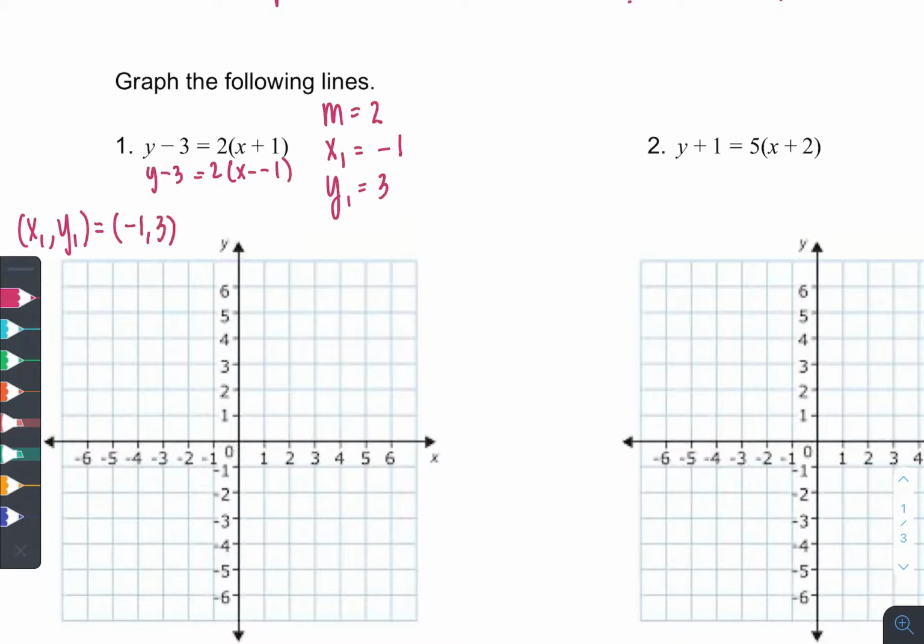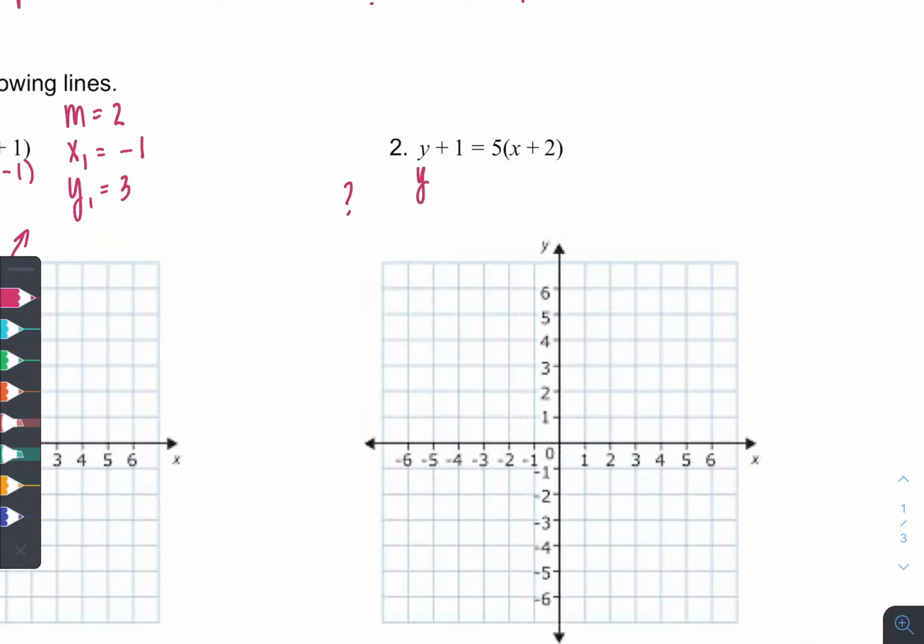So what we do is we plot the point negative 1, 3, and then we do our slope of 2. So I'm going to go up 2 over 1, up 2 over 1, and then I'm going to graph my line. Remember to put arrows at the ends because it goes on forever. Go ahead and try this next one on your own.